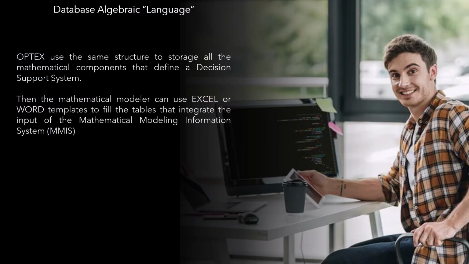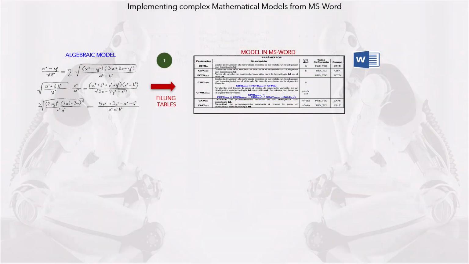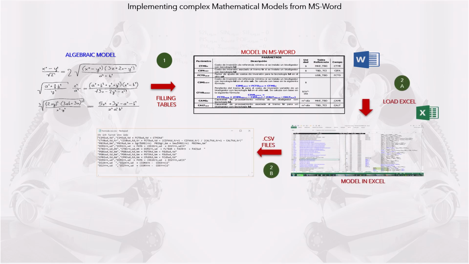OPTEX uses the same structure to store all the mathematical components that define a decision support system. Then, the mathematical modeler can use Excel or Word templates to fill the tables that integrate the MMIS. For implementing complex mathematical models from MS Word, the stages are: first, convert the algebraic model to a formulation in MS Word, in the form of tables. Second, convert MS Word tables into CSV files in standardized ANSI format. This may require an intermediate step that goes through MS Excel tables.